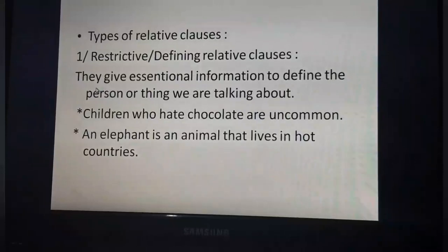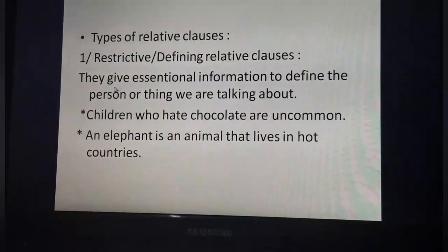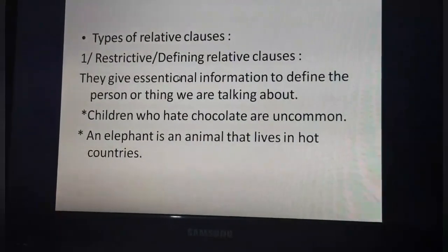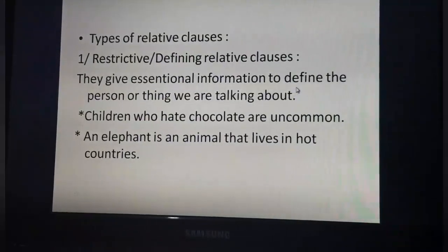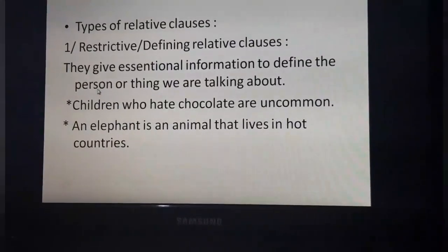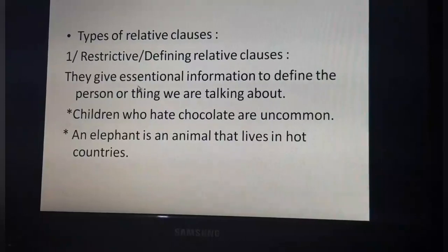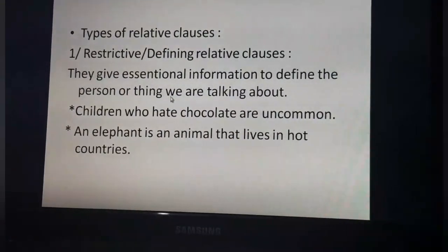يعني الوظيفة ديال هاد restrictive ولا نقدروا نسميهم defining relative clauses هو أنهم كيعطيونا واحد المعلومات مهمة essential important باش يعرفونا ولا يوصفونا الشخص the person أو الشيء اللي كنتكلموا عليه. يعني هاد relative clauses جد مهمة كتعطينا معلومات مهمة ضرورية.